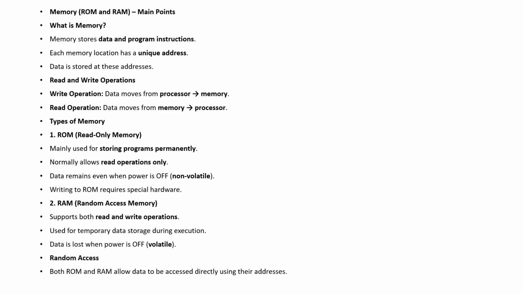Let's go to RAM, that is random access memory. Here it supports both read and write operation, and is used for temporary data storage during execution. As I said, ROM is used to store permanent programs, but in RAM only data is stored temporarily. Data is lost when power is off. This is called volatile memory. Random access: both ROM and RAM allow data to be accessed directly using their addresses.